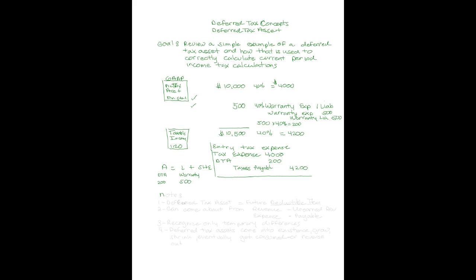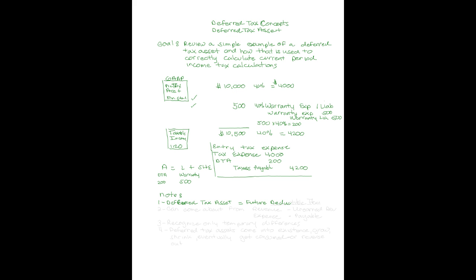There are some things I want you to note as we move on about deferred tax assets. I better take a chance and write that out since I didn't last time. So we're looking at a deferred, I spelled that wrong, that's so cute, D-E-F-E-R-R-E-D, a deferred tax asset is also referred to as a future deductible item.